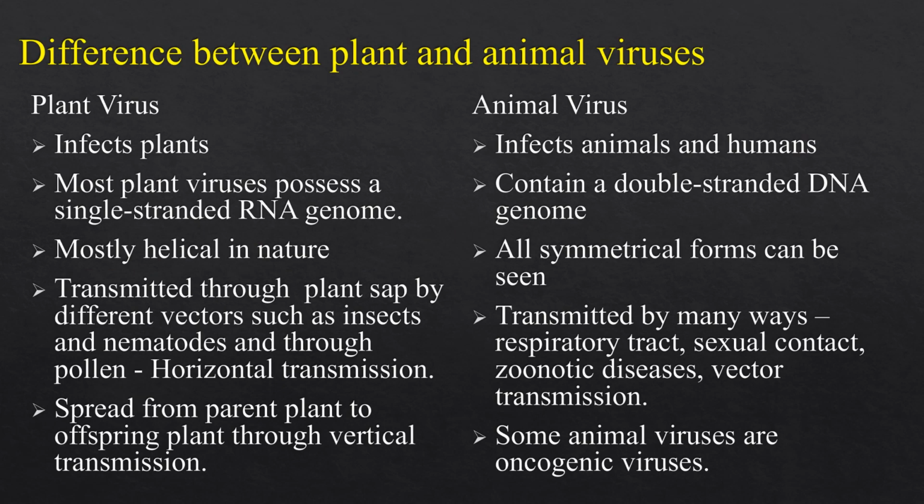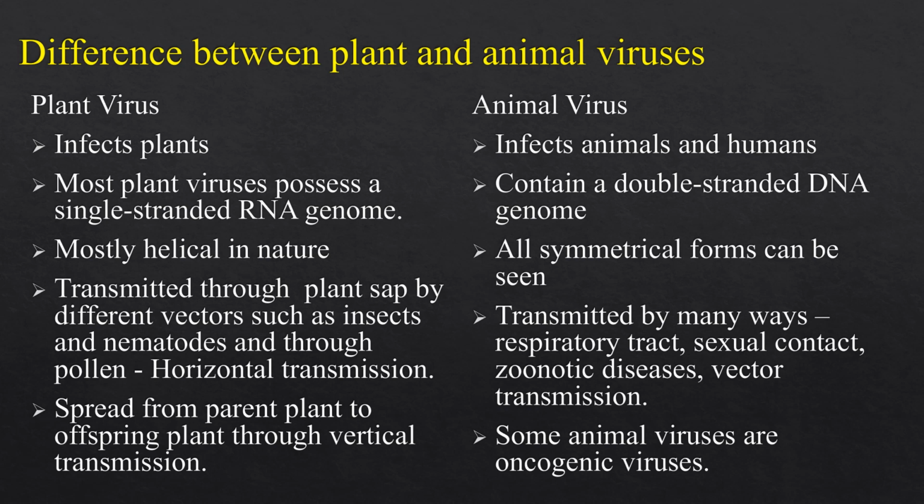The major difference between viruses is plant virus and animal virus. Plant virus infects plants, and animal virus infects animals and humans. Most plant viruses possess single stranded RNA. Animal viruses possess double stranded DNA. They are helical in nature. Animal viruses are of symmetrical form that can be seen.